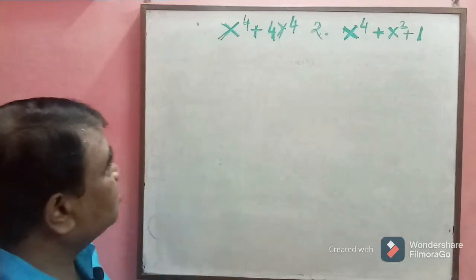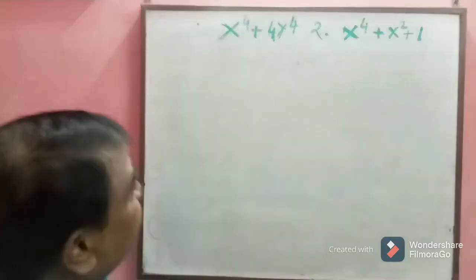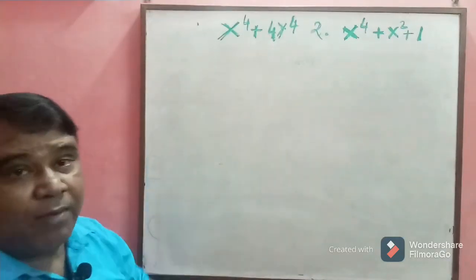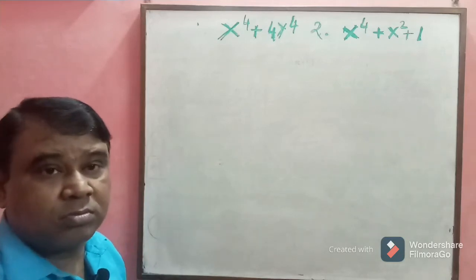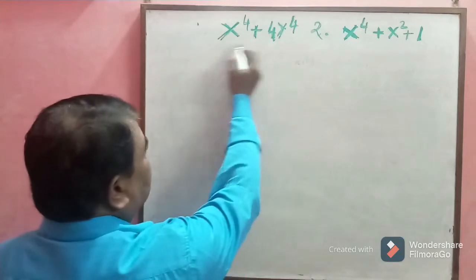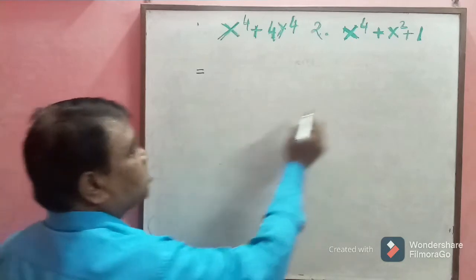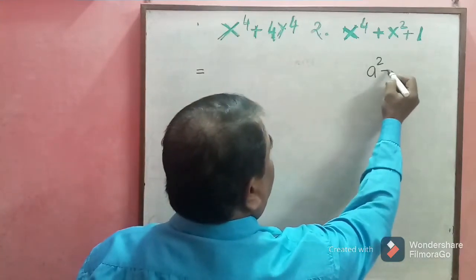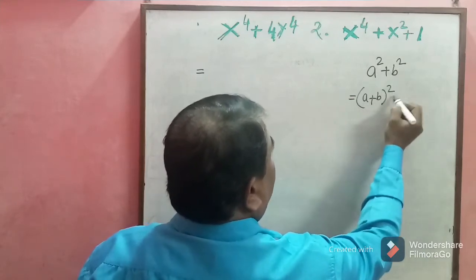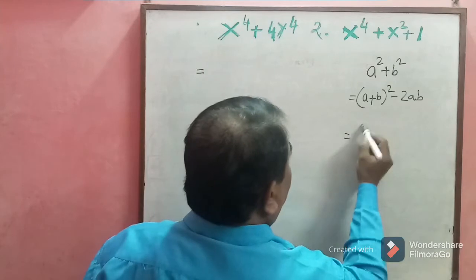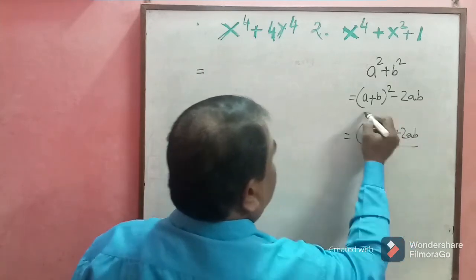Let's start with these two very important problems. This is a fourth power. Normally we have one identity, a square minus b square, for two terms. Here this is two terms, with exceptional cases. Here you have to use the identity a square plus b square. Either we can write a plus b whole square minus 2ab, or a minus b whole square plus 2ab. This way we can write this identity.